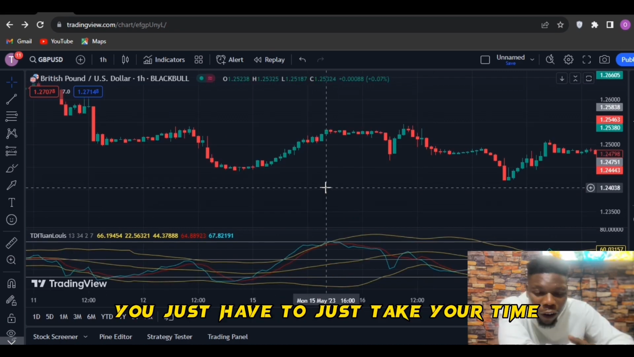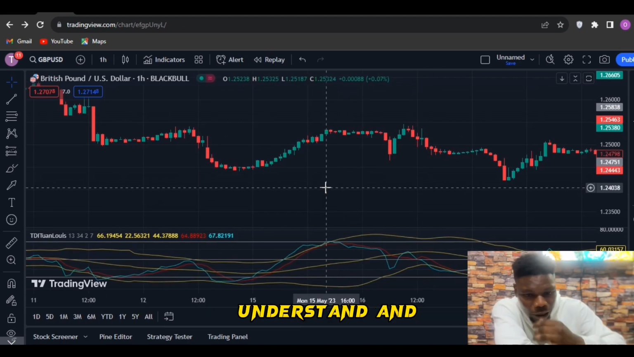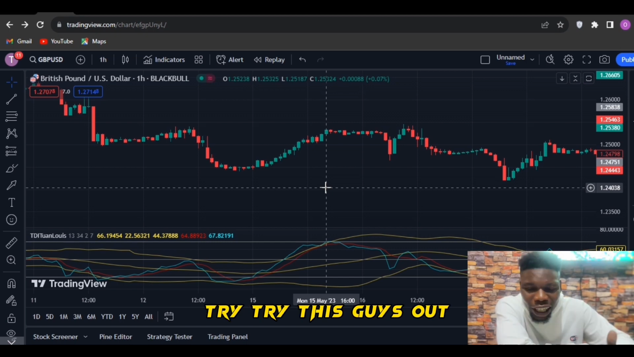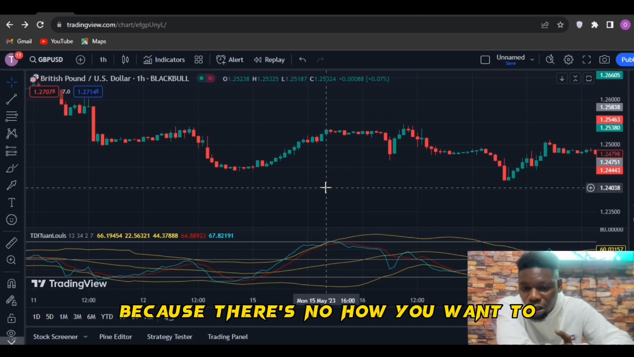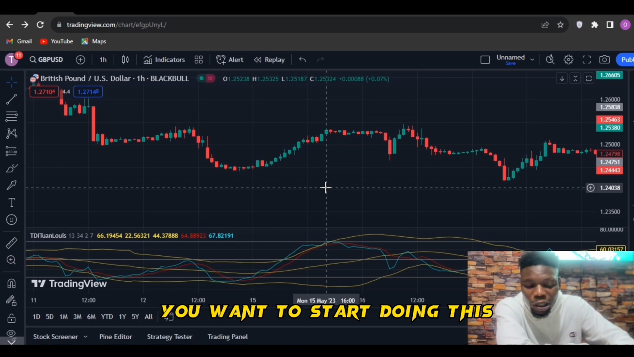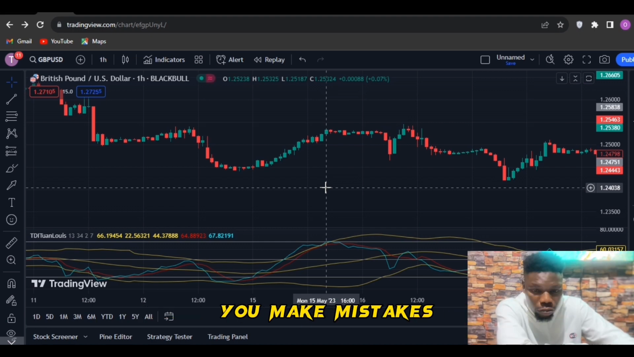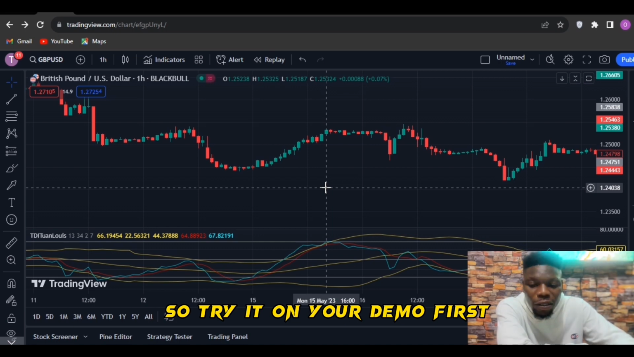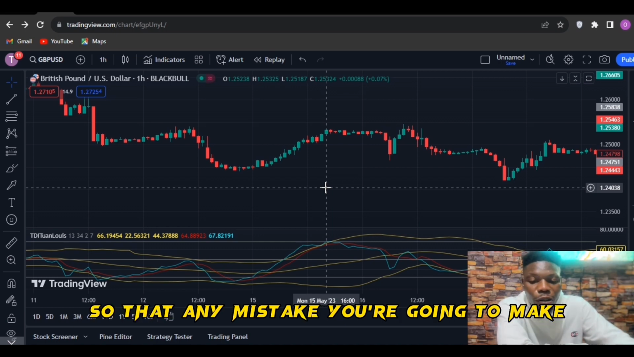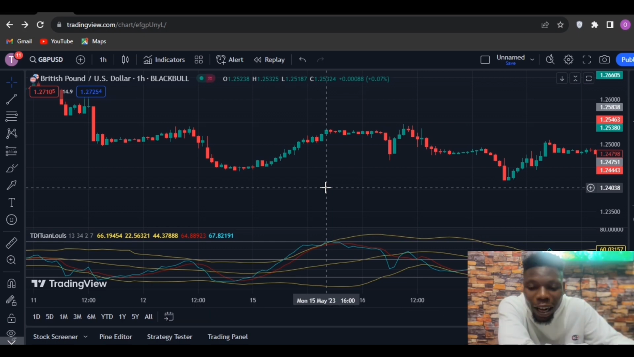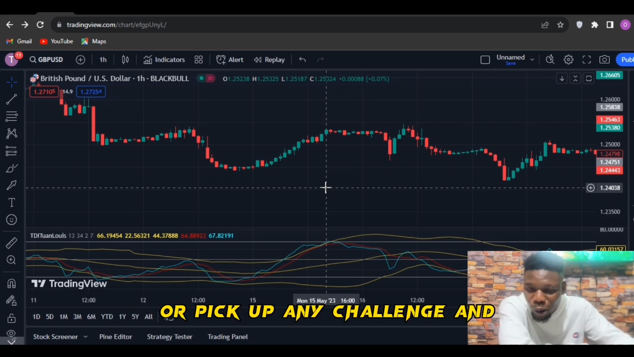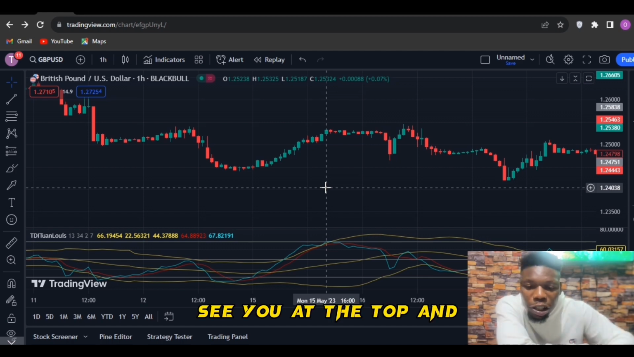No, guys, you just have to take your time, understand, and try this. Before you try this strategy, please try it on your demo, because you are going to make mistakes, so that any mistake you make, you can correct it immediately. When you know you are good to go, you can start with your live account or pick up any challenge and see you at the top.